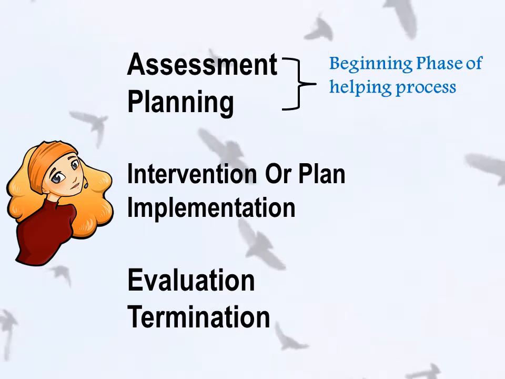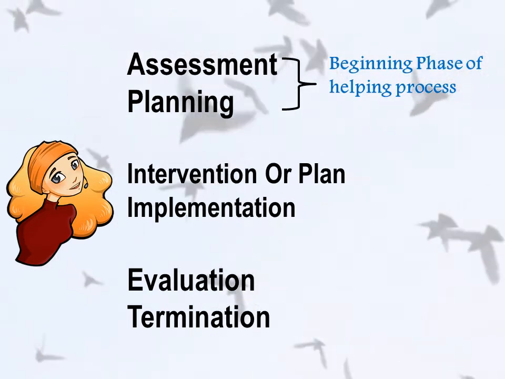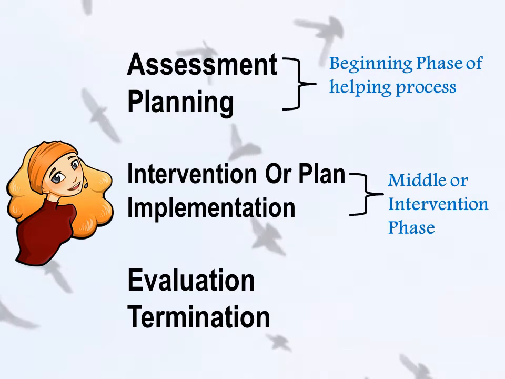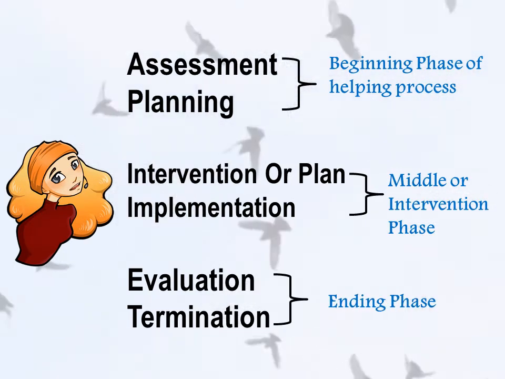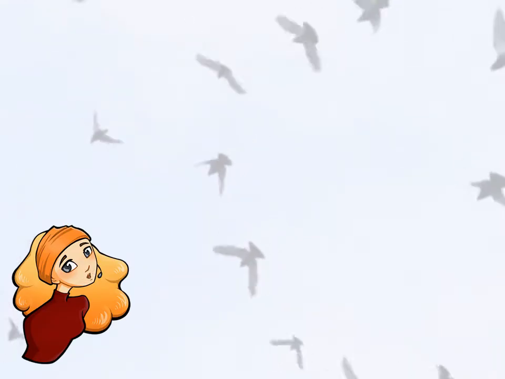The first two steps are considered the beginning phase of the helping process. The third step is the middle or intervention phase. And the last two comprise the ending phase. Let's talk about the first part of the helping process.